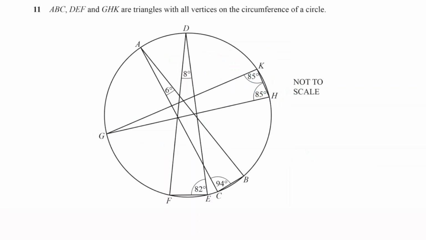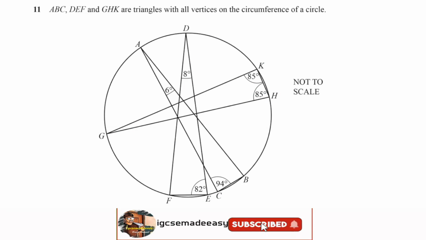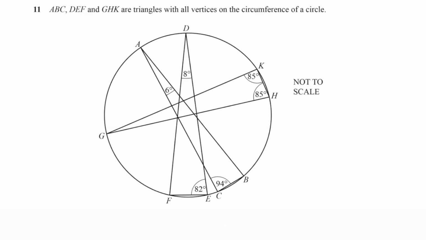Let's move on. Question number 11. A, B, C, D, E, F and G, H, K are triangles with all vertices on the circumference of a circle.